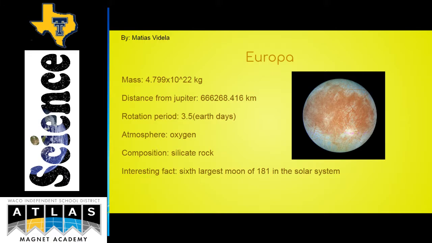Europa. The mass of Europa is 4.799 times 10 to the 22nd kilograms. Its distance from Jupiter is 666,268.416 kilometers. Its rotation period is 3.5 Earth days. The atmosphere consists of oxygen, and it's mostly composed of silicate rock. Interesting fact: this is the sixth largest moon of 181 total moons found in the solar system.